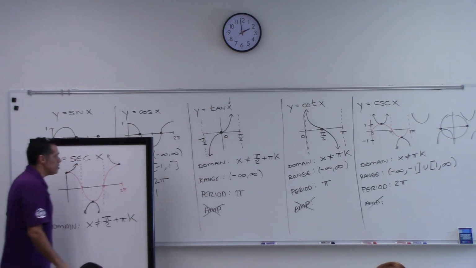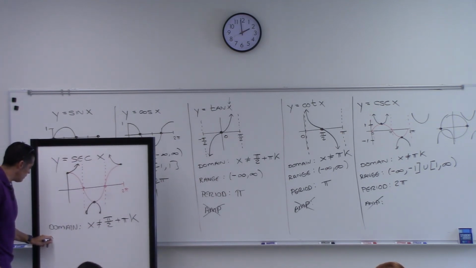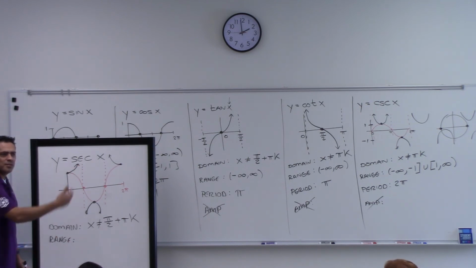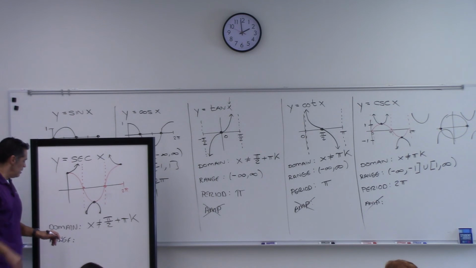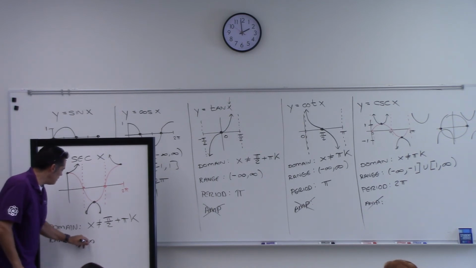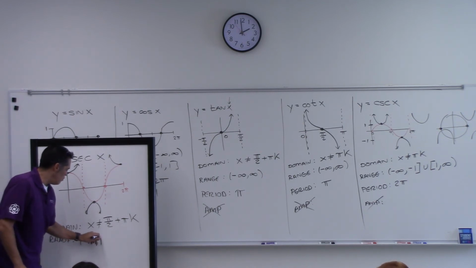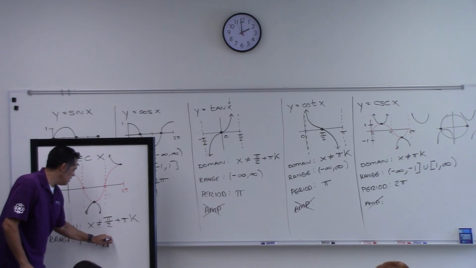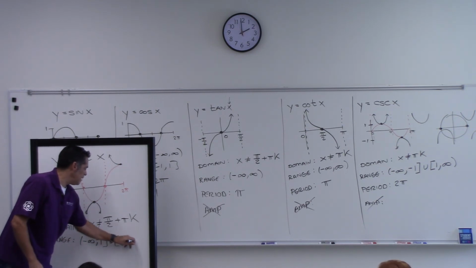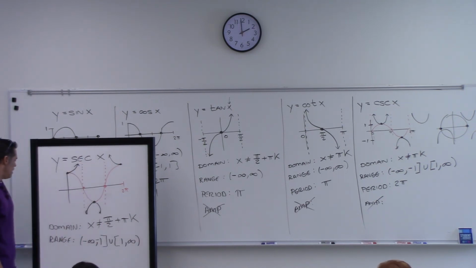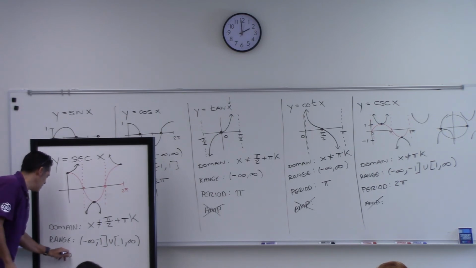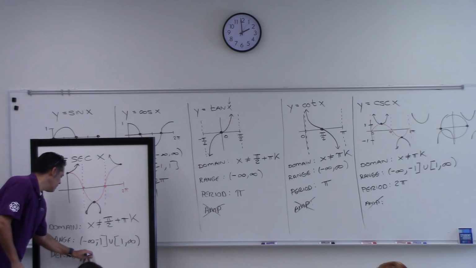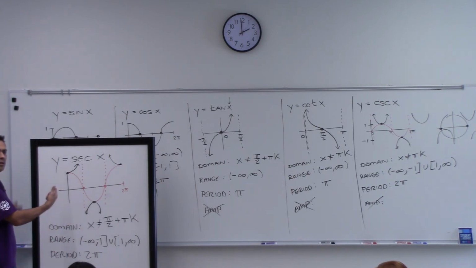What about range? Exactly, it's the same as cosecant. It's everything up to -1, then everything past 1. So negative infinity to -1 union 1 to infinity. How about period? 2 pi. Because it's cosine that's controlling the secant function.